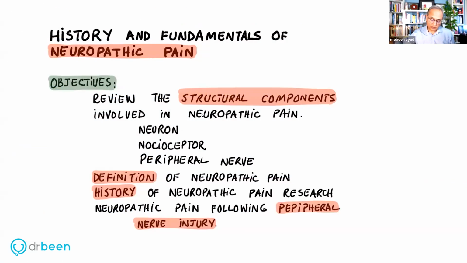So the objectives for today's discussion are the following. Number one, we are going to review the structural components involved in neuropathic pain, not just pain. So keep in mind that neuropathic pain will include any part of somatosensory tissues of the brain or of the nervous system and any lesion of the somatosensory system. And I'll explain what that system is.